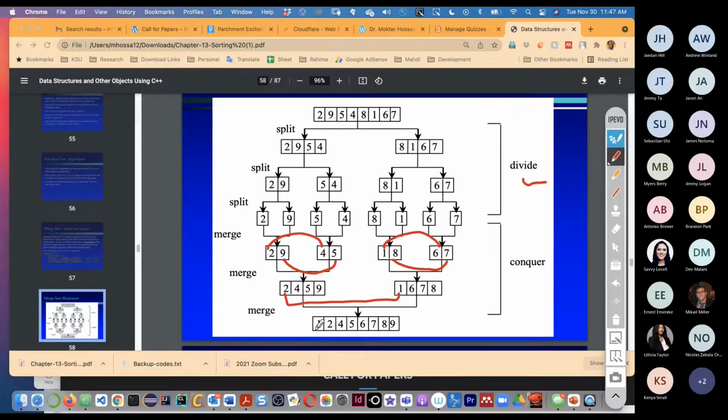Then here 2 will be compared with 1. 1 is smaller, so 1 comes first. 4 is being compared with 6. 4 is smaller, so 4 comes first. 5 is being compared with 7, so 5 comes first. And this way, 9 is being compared with 8.